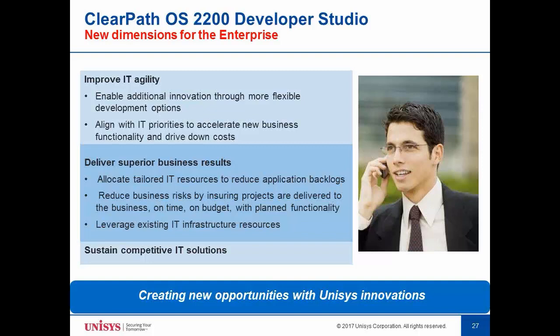So OS 2200 Developer Studio really helps add a new dimension for enterprise development. With the software-only deployment, you'll be able to separate the hardware from the software and increase your choice of where your hardware is sourced from and what kind of hardware you use. Of course, meeting the minimum specifications that Unisys provides. OS 2200 Developer Studio also has a flexible licensing model, the named user license model, and flexible deployment options that will give you a lot of choice as to how you use it and who gets to use this in your organization.